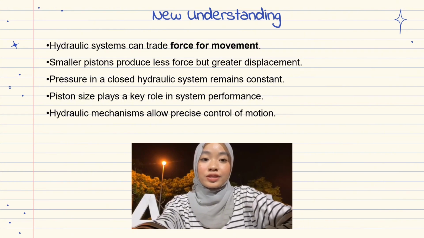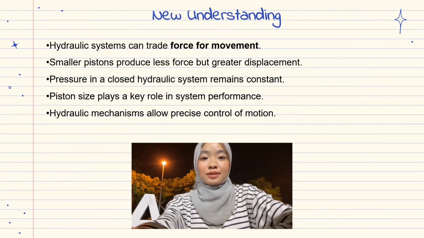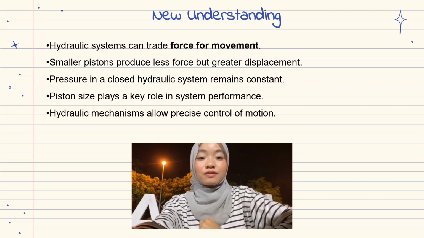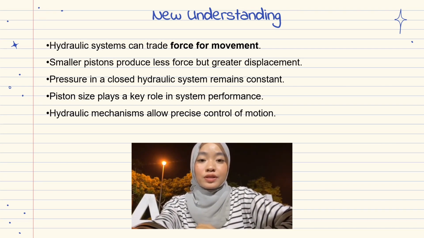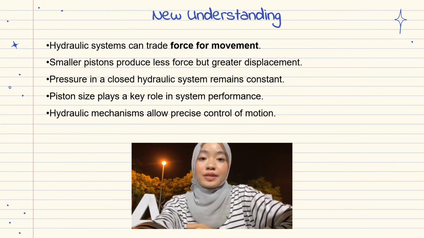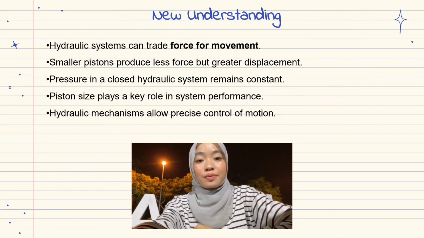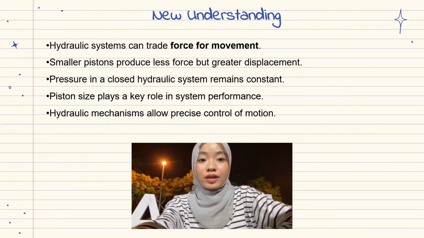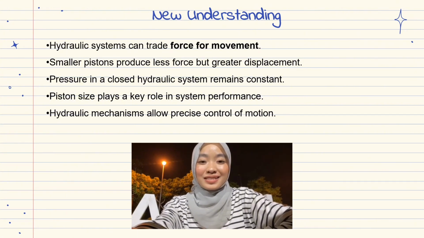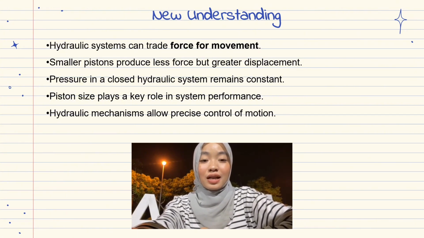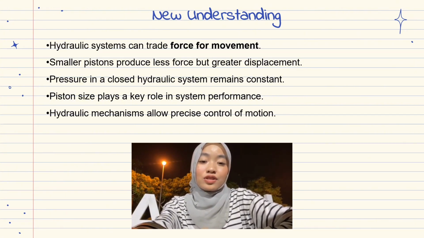For new understanding: first, a hydraulic system can trade force for movement. Second, a smaller piston produces less force but greater displacement. Next, pressure in a closed hydraulic system remains constant. Piston size plays a key role in system performance. And last, hydraulic mechanisms allow precise control of motion.